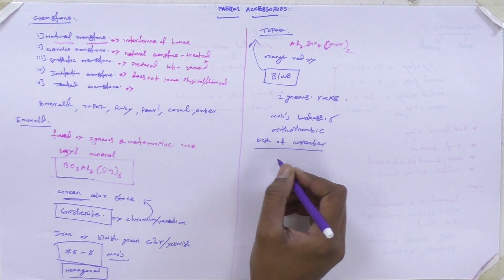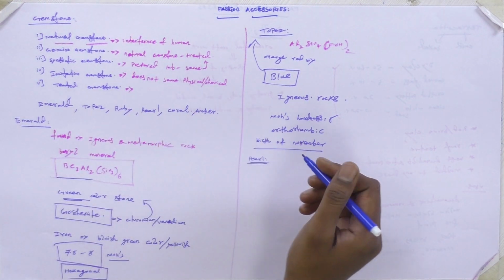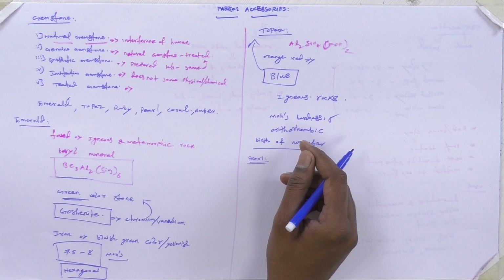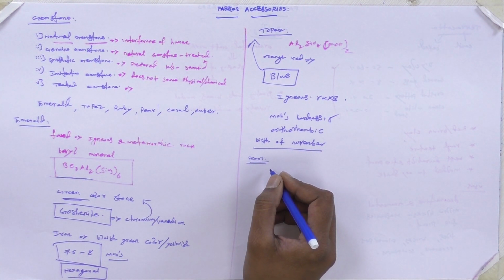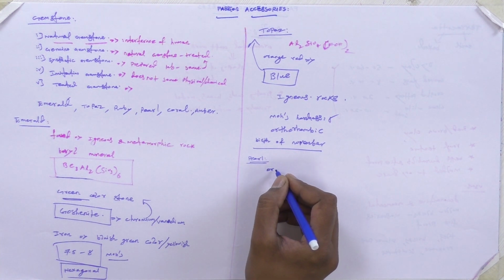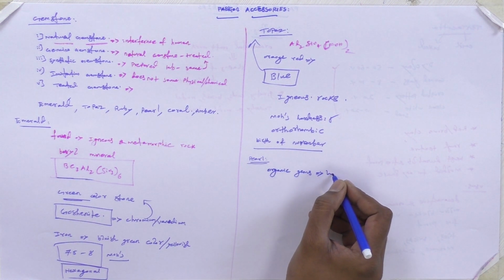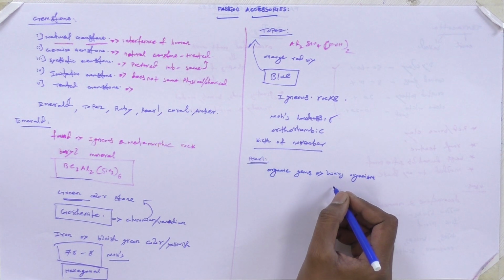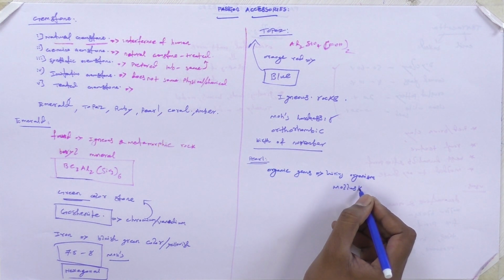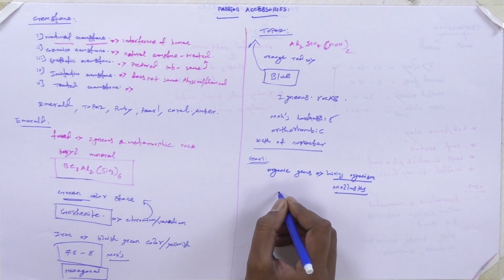Next one is pearl. Pearl is available from the sea. It comes from a living organism called a mollusc. It is an organic gem from a living organism, available in molluscs in the sea. It is called the queen of the sea.